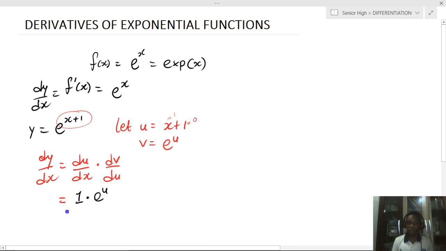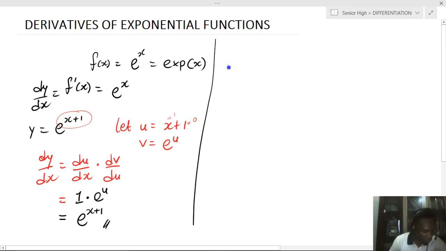This dot sign means multiplication in math. So this is equal to exponential u. But what's our u? Our u is x plus 1, and we are done. So differentiating this still gives us the same value. Now let's take another question.